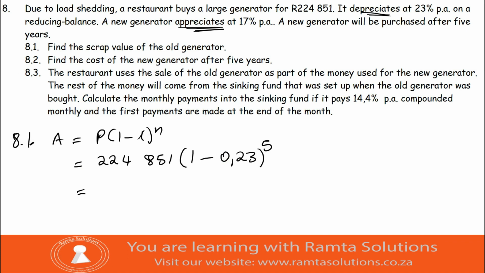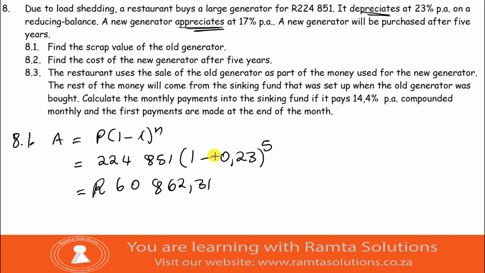Okay, so this is 224,851 into 0.77 to the power 5. So what is this? This is 60,862 rand and 31 cents. So the scrap value after 5 years is 60,862 rand and 31 cents.